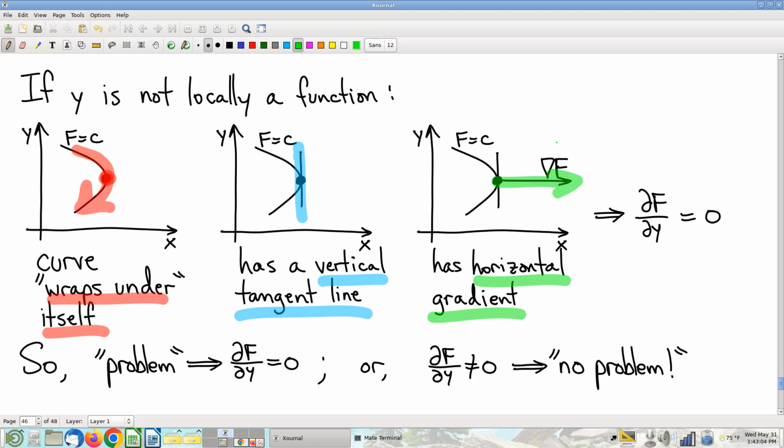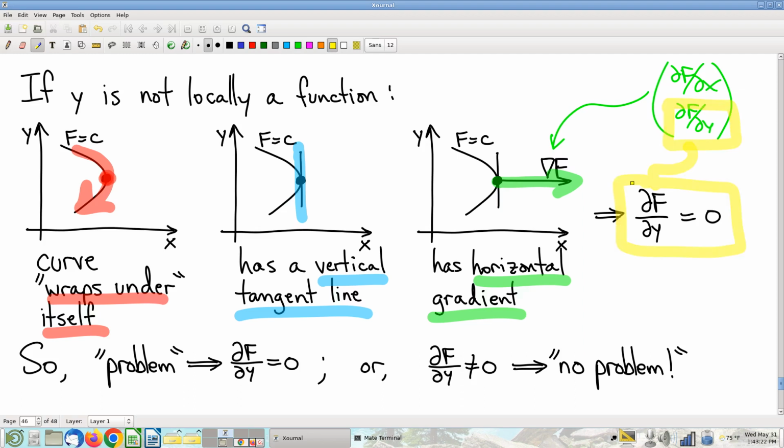And now you just remind yourself, what is a gradient vector? Well, a gradient is the partial with respect to x, the partial with respect to y. If that's horizontal, horizontal means that this second component is 0. So, said differently, if you've got a problem, that problem will evidence itself by the partial with respect to y being 0. Everybody follow that reasoning?